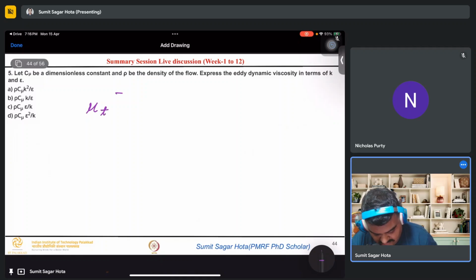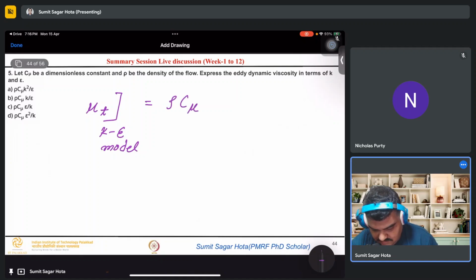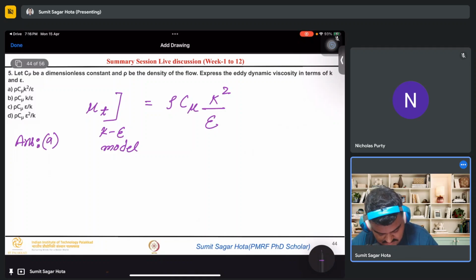So for turbulent flow with the k-epsilon model, the formula will be rho C mu k square by epsilon. The answer is what? A.